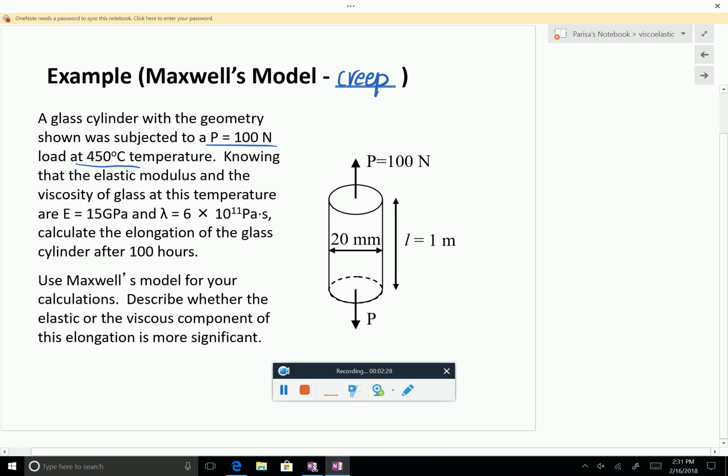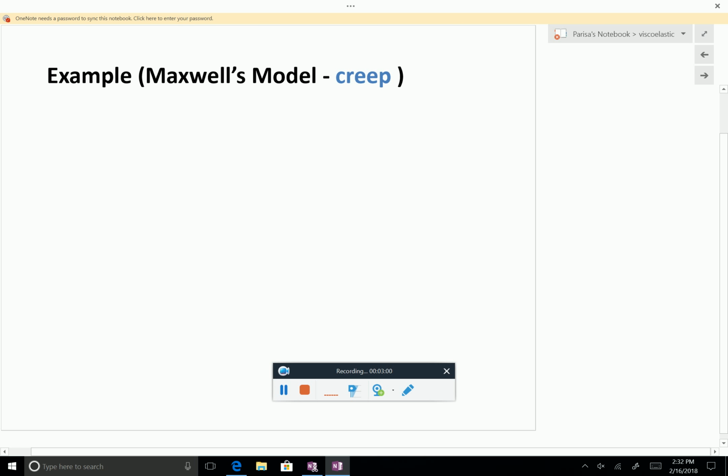We have to first recognize the stress is constant. We want to see how much strain we'll have over time. Now we have to solve it. In this case, I'm telling you that we model the behavior of glass with the Maxwell model. I'm giving you this information. Now, let's calculate the strain after 100 hours. I suggest that you start with drawing the model, and then let's draw a strain versus time.